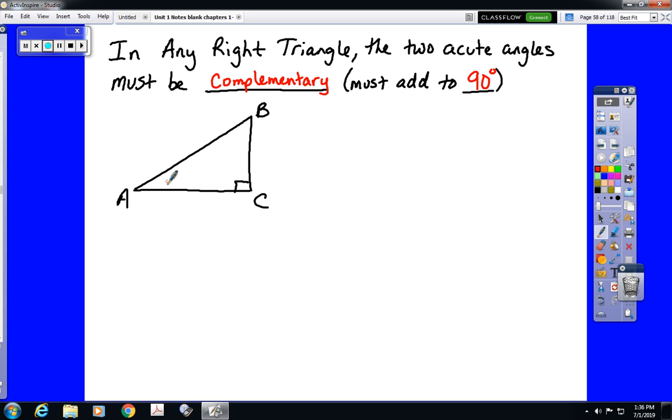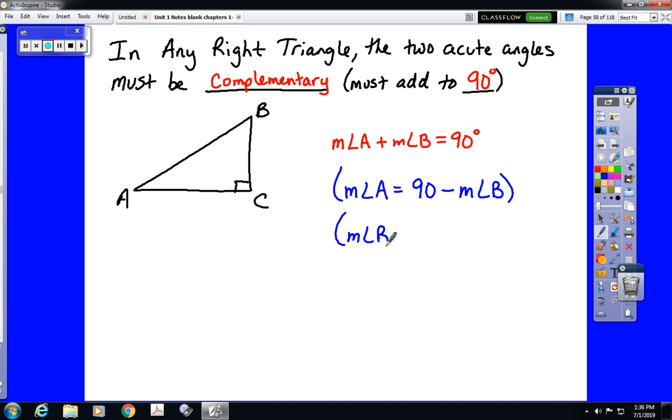So what we can state here is that the measure of angle A plus the measure of angle B is 90 degrees. Now keep in mind that this is an algebraic equation, which means it could also be written as the measure of angle A is 90 minus the measure of angle B, or the measure of angle B is 90 minus the measure of angle A, simply by rearranging the equation using basic algebra.